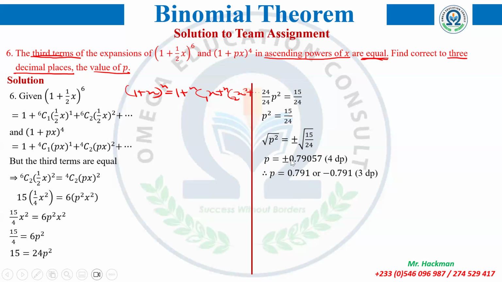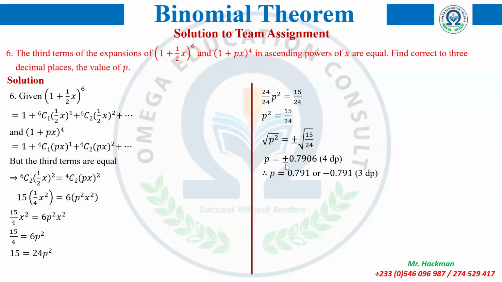So P will be equal to plus or minus the square root of 15 over 20, and your calculator will give you this. Is this 4 dp? This is more than 4 dp, so let me do the needful. Okay, I think it's 5 dp. Let me change that one. I will change it when I'm sending it to you. It's better to do that writing before I forget. Okay, so I've effected the change there. So at 4 dp, this is what I have, 0.7906. Indicate your approximation.